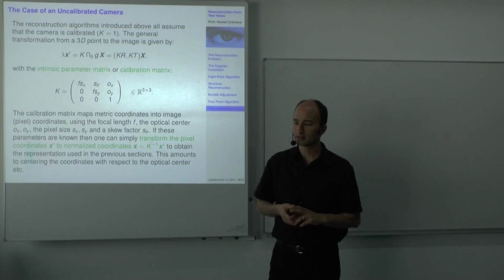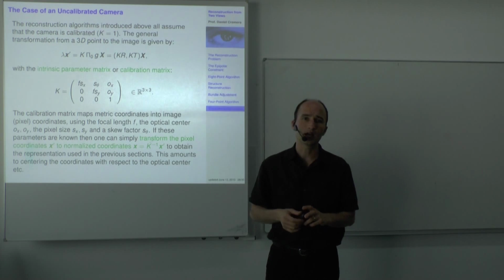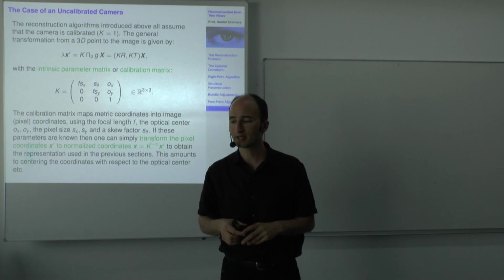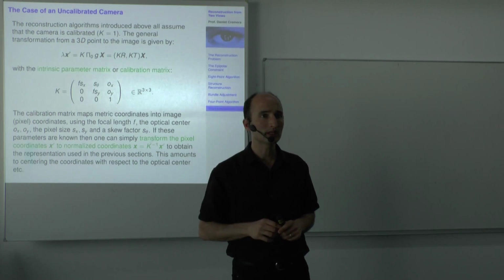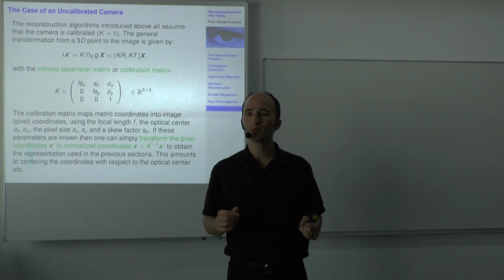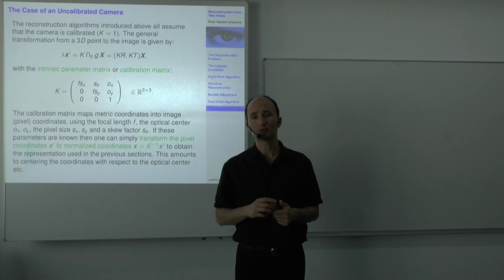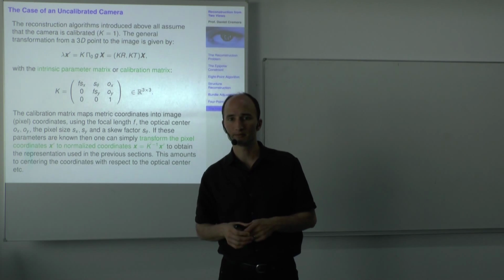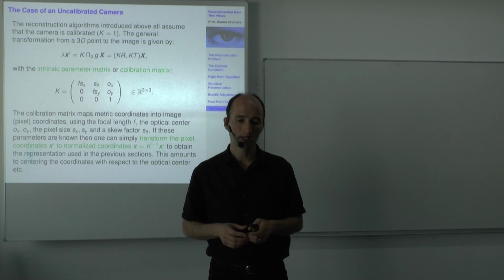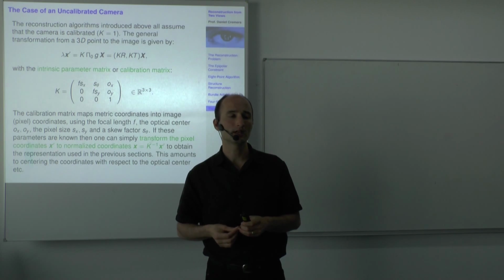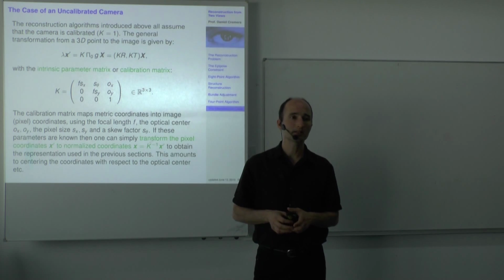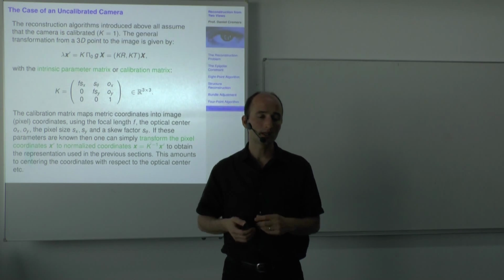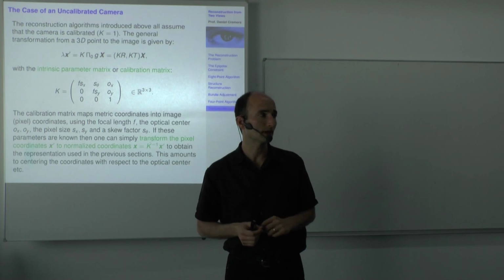The scenario we're looking at now, the uncalibrated reconstruction, is a scenario that is useful if someone gives you the images, but that person does not give you the camera parameters. Usually because they don't have them. For example, if you go on the internet and you download images, chances are you just get the image and not the camera parameters. And then you have a setting of uncalibrated reconstruction.